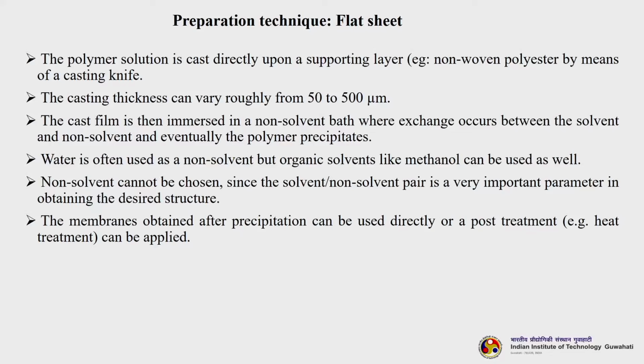The casting thickness can roughly vary from 50 to 500 micron. So, the cast film is then immersed in a non-solvent bath. Whatever film is cast using a polymer and a solvent now goes to a non-solvent bath, where the exchange occurs between the solvent and the non-solvent, and usually the polymer precipitates. So, the non-solvent will try to diffuse through the membrane matrix, or the film, and the solvent which is already present in the film will try to evaporate.